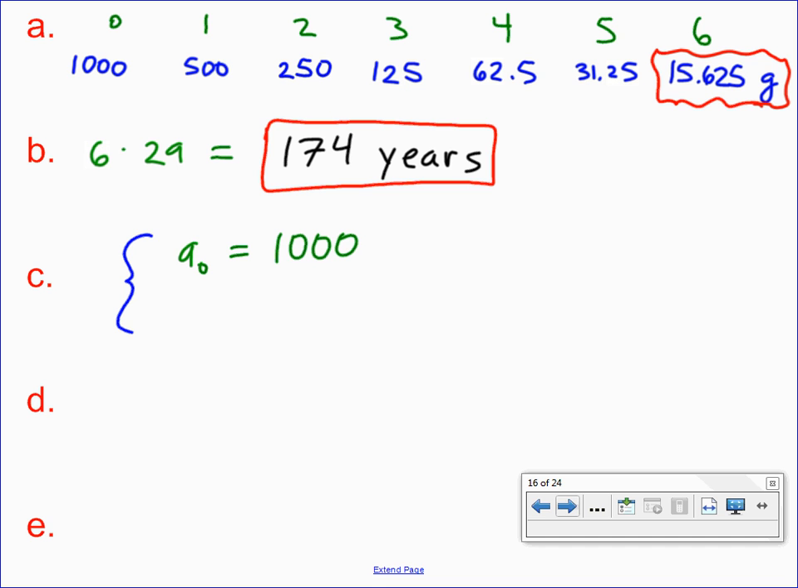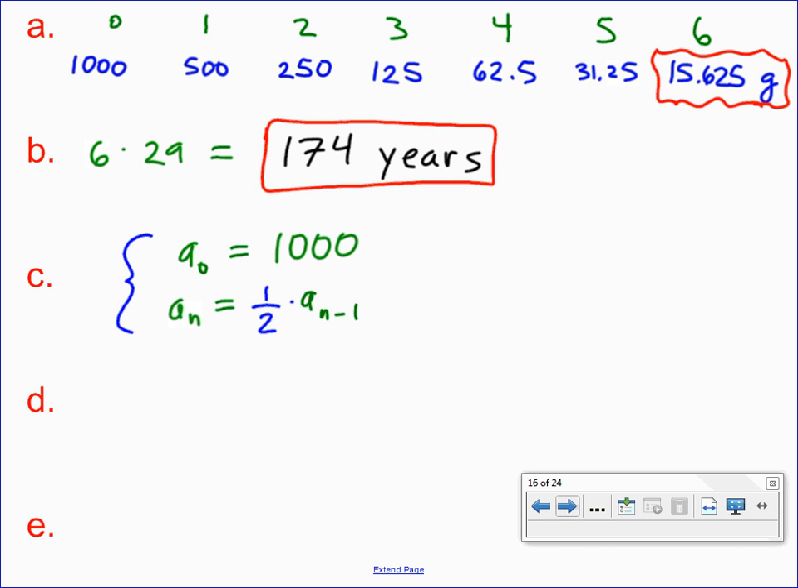Now we need our rule, a rule that gives us the current term, called a sub n, based on the previous term, a sub n minus 1. What did we do to the previous term? Well, Mason told us we multiply it by 1/2. So half of the previous term will give us the current term.